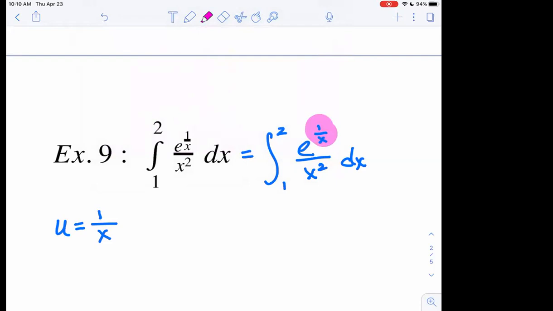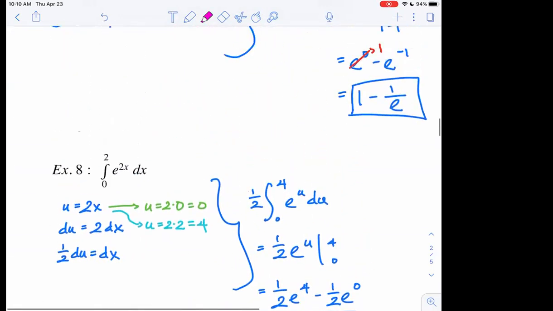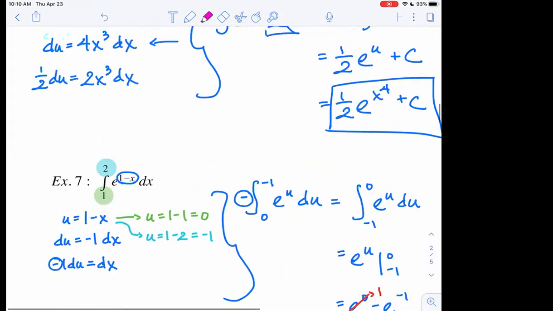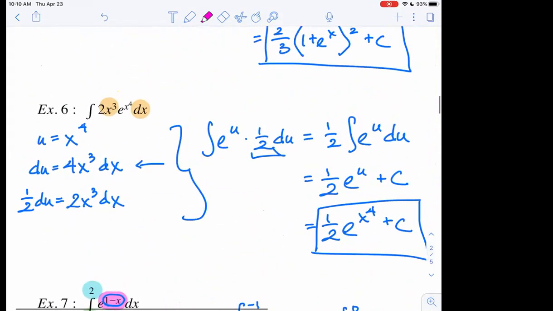And I know it's with a lot of other things right now, so that's a little harder to see. But let me just scroll back up real quick to question 8. Now you all picked the u as the power, 2 to the x, or 2x. And over here, we picked 1 minus x as our u. And over here, we picked our x to the 4th as the u, okay?